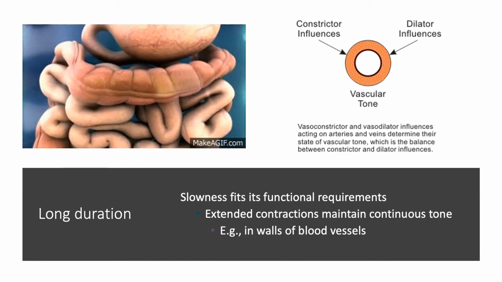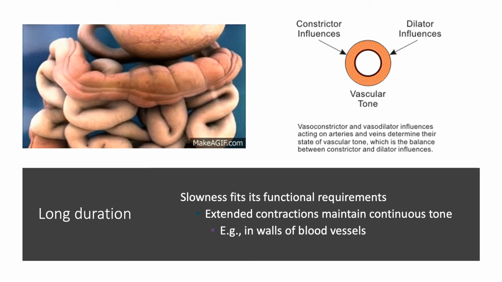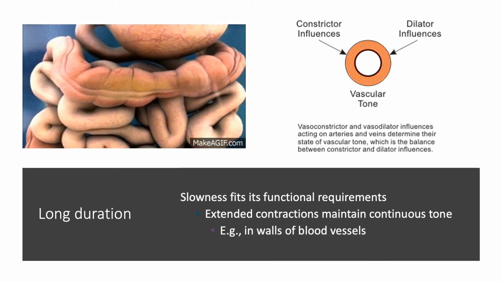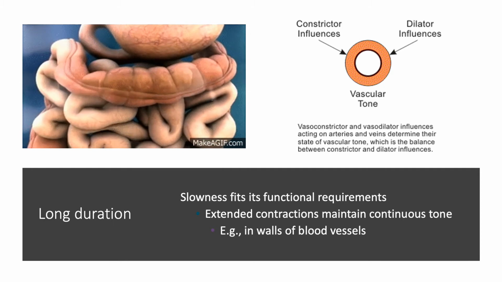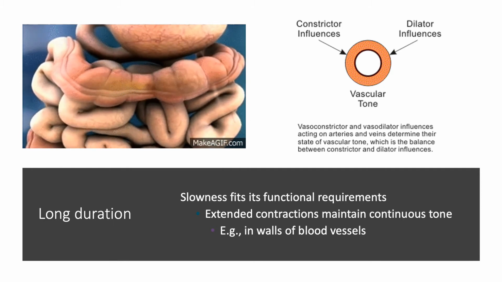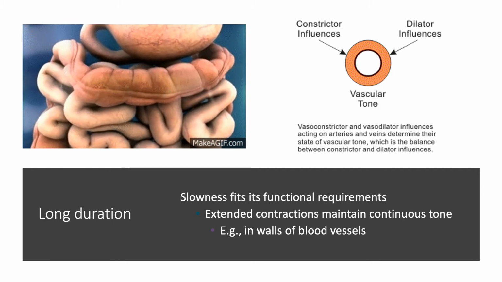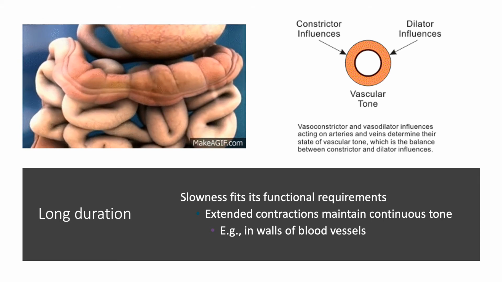So for example, it's important to maintain tone in the GI tract and vessels where we need slow contractions for peristalsis, for example, to move contents through the GI, or we need vascular tone to help propel our blood.